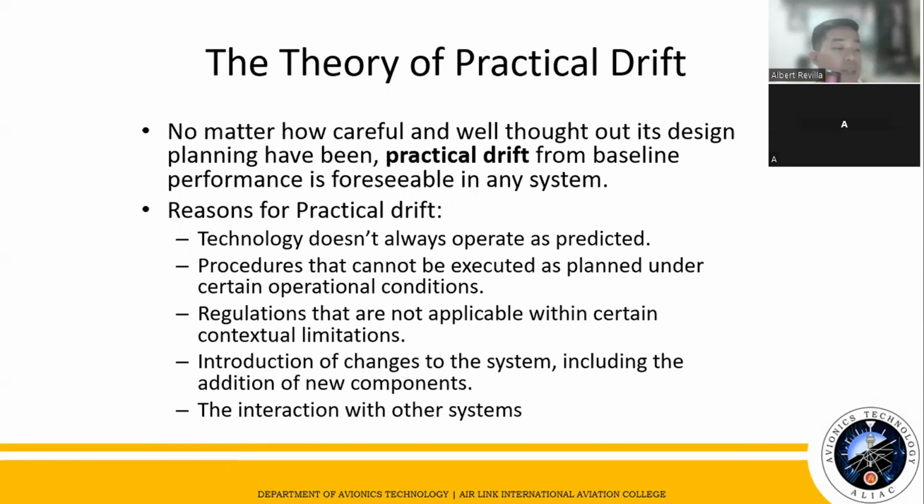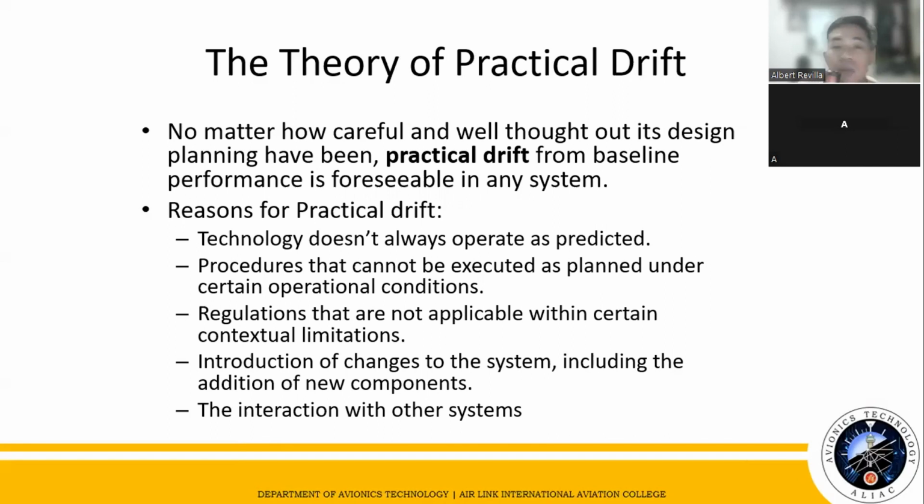So technology doesn't always operate as predicted. Kaya sinasabi natin, minsan bigla-bigla na lang nagkakaroon ng panibagong technological failure. Magugulat ka na, example, na-foresee mo yung mouse mo nawalan ng ilaw, and then the other time, na-break na yung USB port, ayan. So hindi sila lagi nag-operate ng tama.